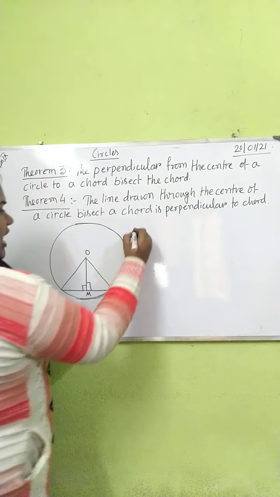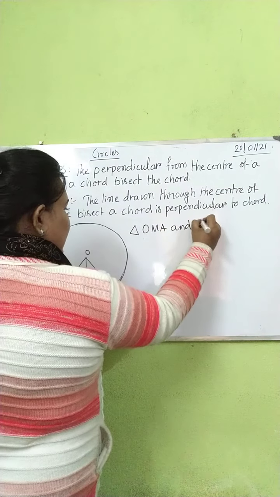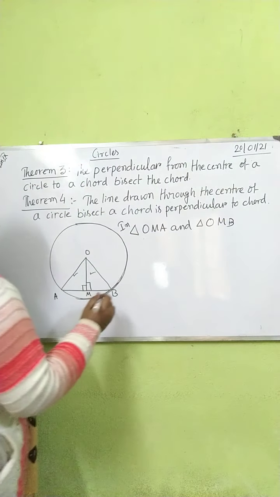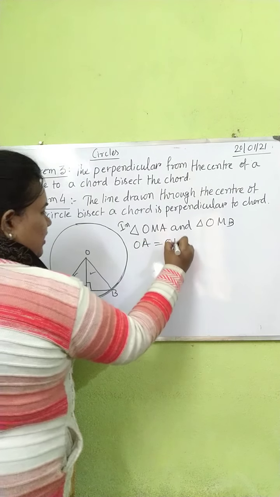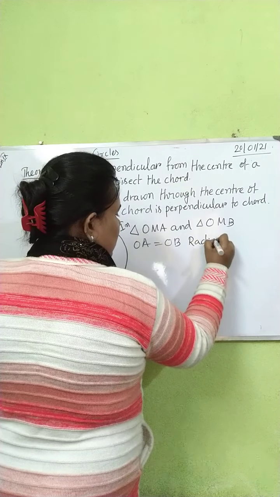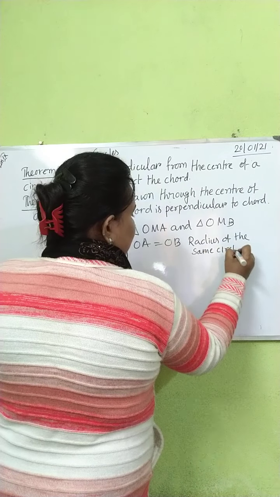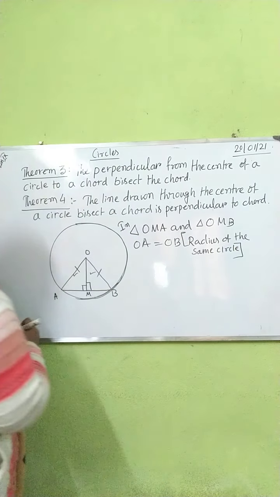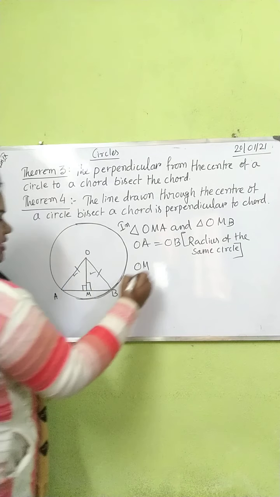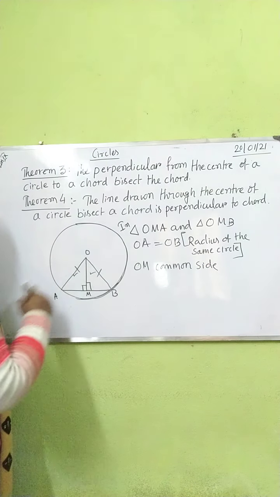Let's take triangle OMA and triangle OMB. In these two triangles, we can write that OA equals OB because they are radii of the same circle. We know that in a circle, all the radii are equal. Next line we can write OM. This OM is a common side, right? OM is the common side for these two triangles.